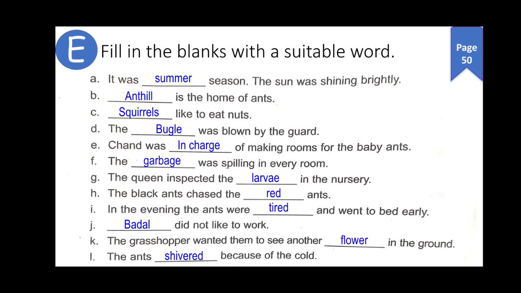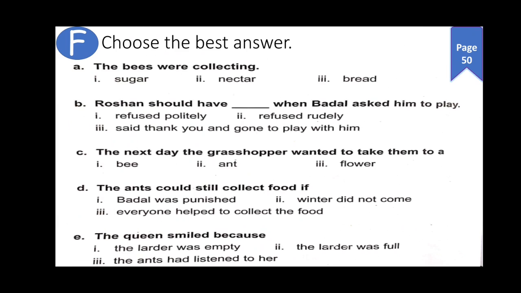Now we have completed exercise number E, and now moving towards our next exercise, which is exercise number F, and this is very easy. Our exercise number F is choose the best answer. This exercise is also on the same page, page number 50. Do you all have mentioned the dates and homework?